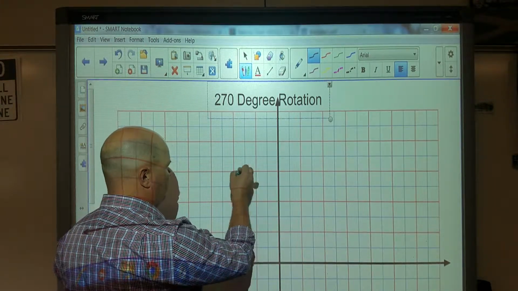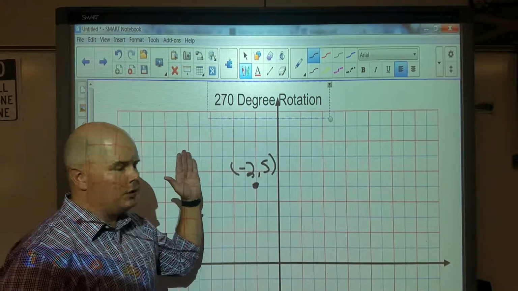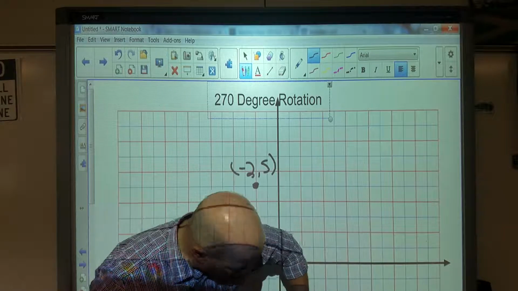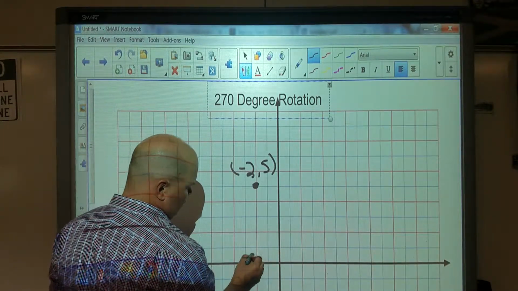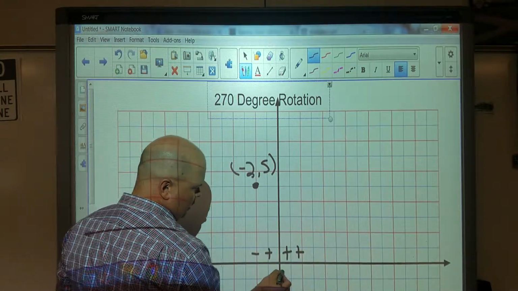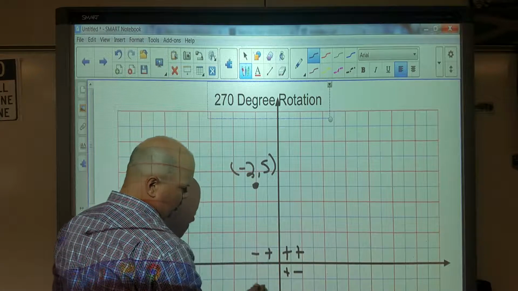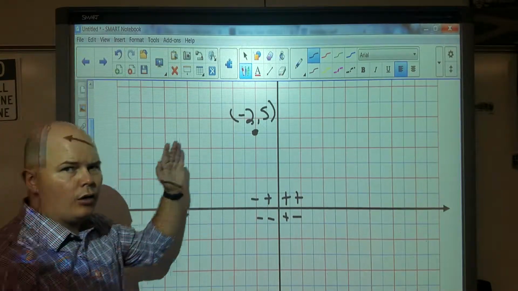Let's go negative 2, 5. Okay? Now 270 degrees, this would be 90, 180, so 270 is going to be all the way down here. So I know that this is my minus plus quadrant, this is my plus plus quadrant, this is my plus minus quadrant, and this is my minus minus quadrant. So let's just look at the effect as I go each way.